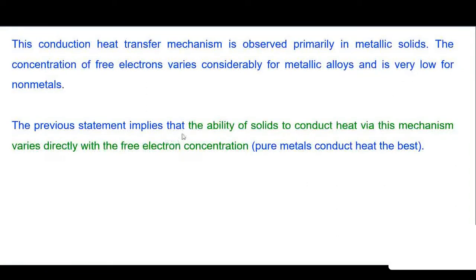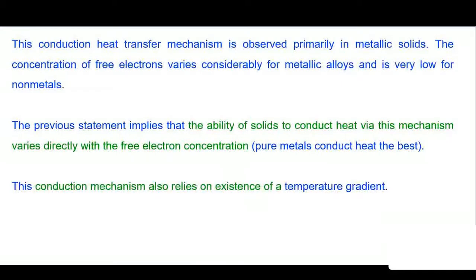The previous statement implies that the ability of solids to conduct heat via this mechanism varies directly with the free electron concentration. Means the more free electrons, the more the rate of heat transfer through that. So pure metals conduct heat at a faster rate. Those pure metals which are good conductors of heat are always good conductors of electricity, because the mechanism of heat transfer is the same as the mechanism of electrical current flow through pure metals. I am talking only about pure metals.